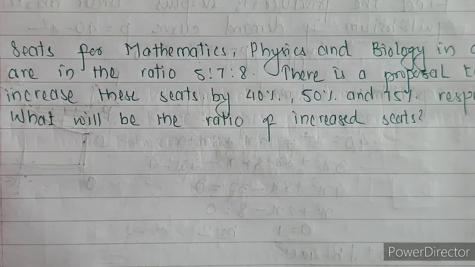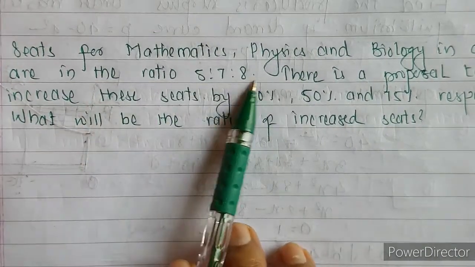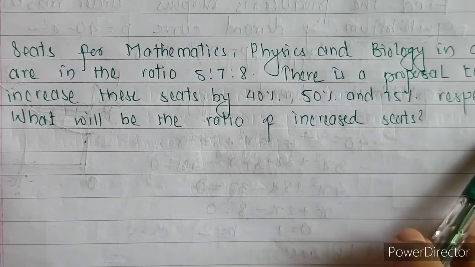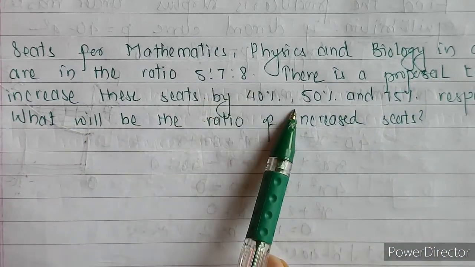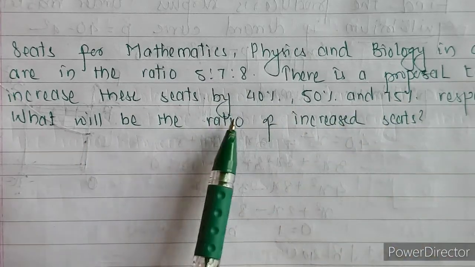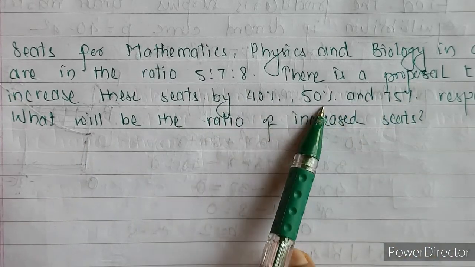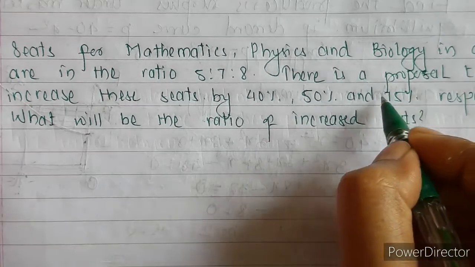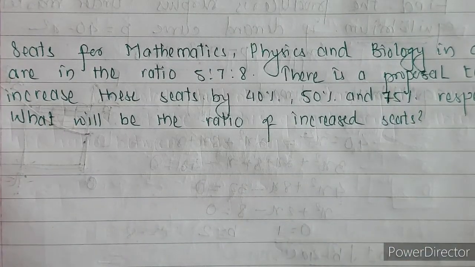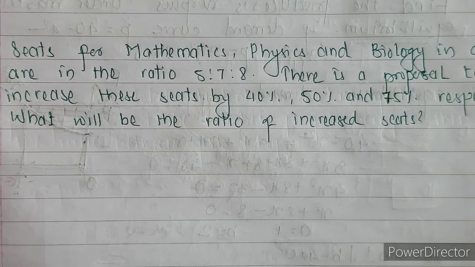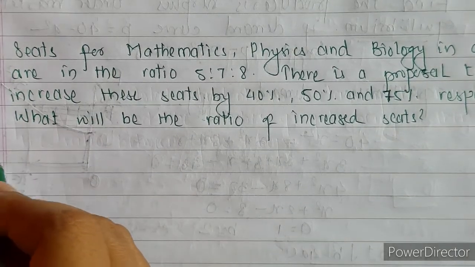Next one. Seats for mathematics, physics and biology in a school are in the ratio 5:7:8. There is a proposal to increase these seats by 40%, 50% and 75% respectively. What will be the ratio of increased seats? Right? We have to find the ratio of the increased seats.